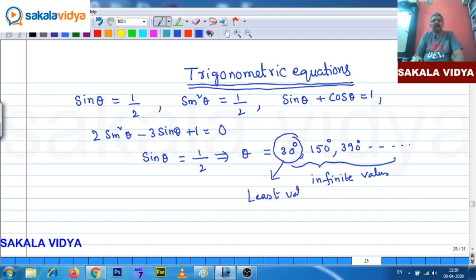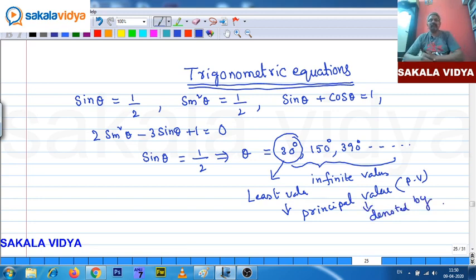This least value is actually called the principal value. Generally, this is called PV, denoted by alpha. For every trigonometric equation, we have the principal value, and the infinitely many values are called general solutions. That means we have general solutions and principal values. General solution means infinite solutions, whereas principal value means only one value, which will be within the domain.